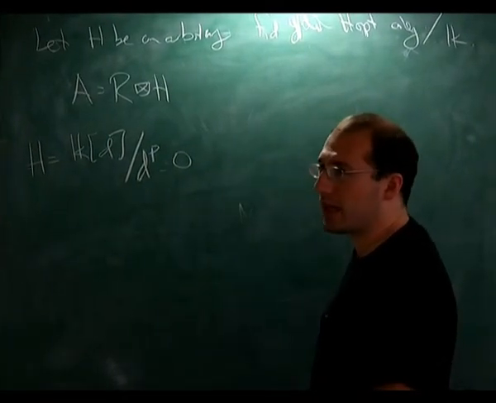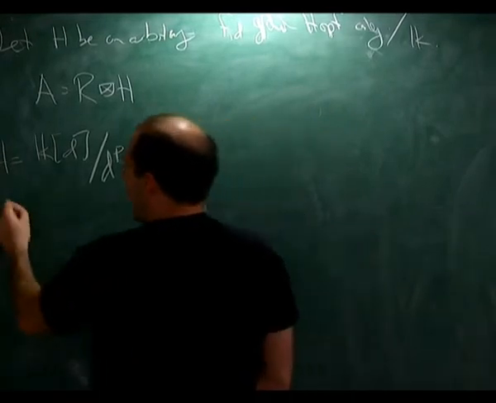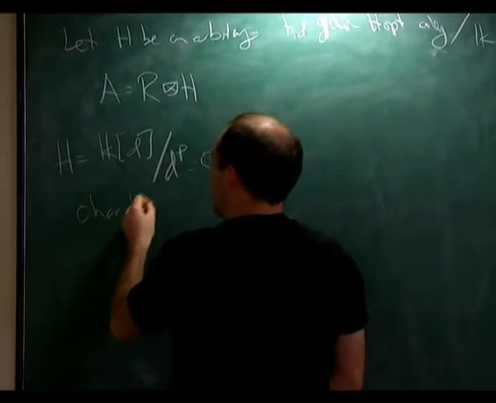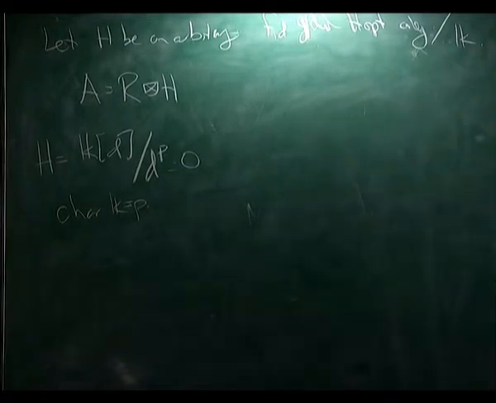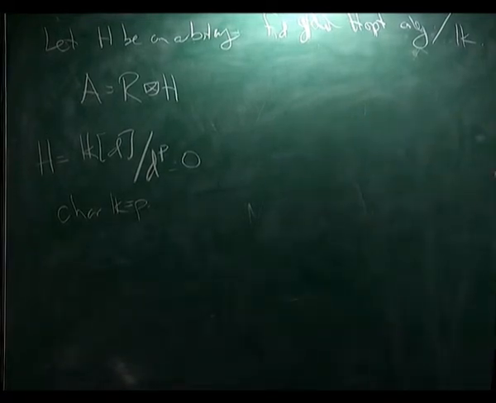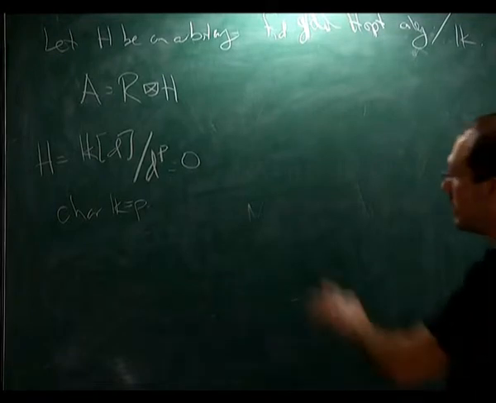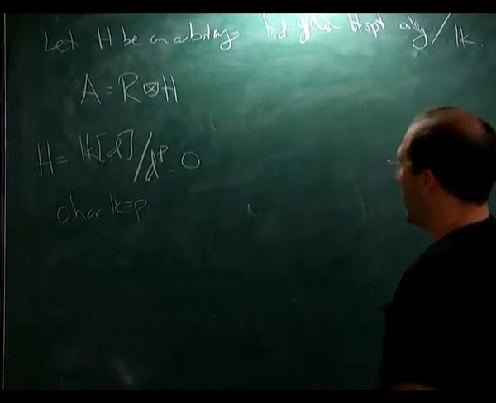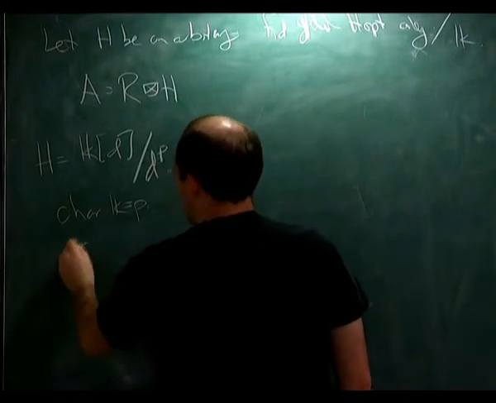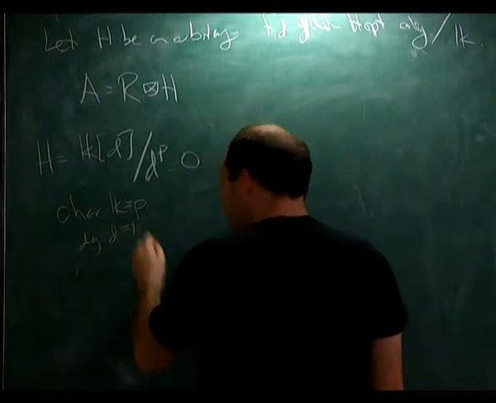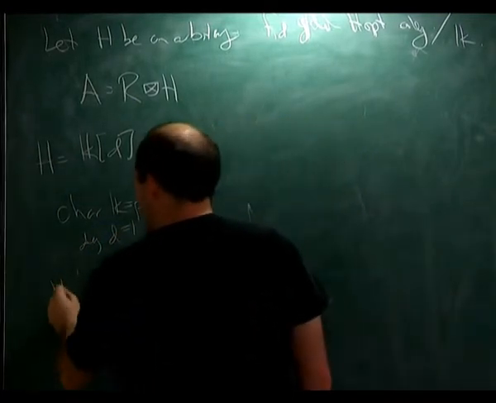And for reasons that I will explain soon, I have to assume that the characteristic of our ground field is in fact P, or divides P, say. So this is really a prime. And of course the degree of D is 1. So what does an H module look like?